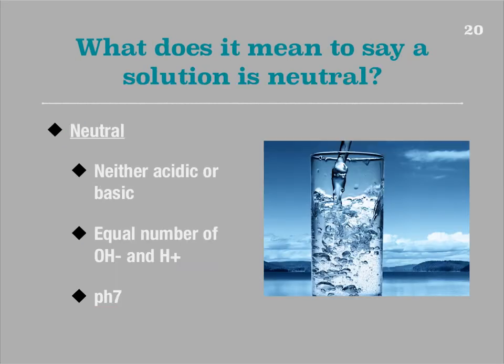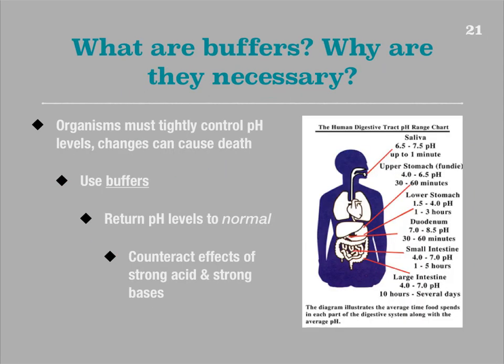Okay, what does it mean to say a solution is neutral? A solution is neutral when it's neither acidic or basic. Like I mentioned before, using a pH scale, when there's an equal number of hydroxide ions and hydrogen ions. Neutral solutions are pH 7. Okay, so it's neither alkaline nor acidic, it's neutral. pH 7, equal number of hydroxide and hydrogen ions.